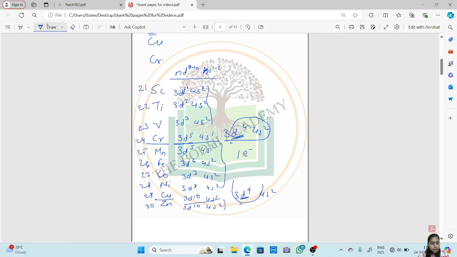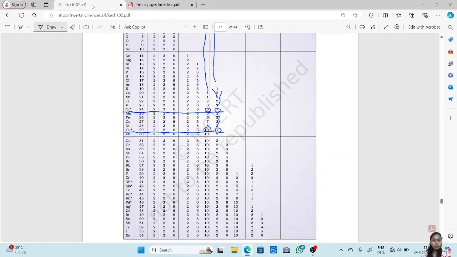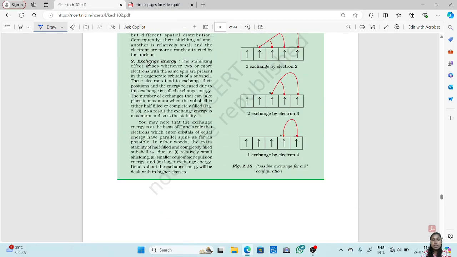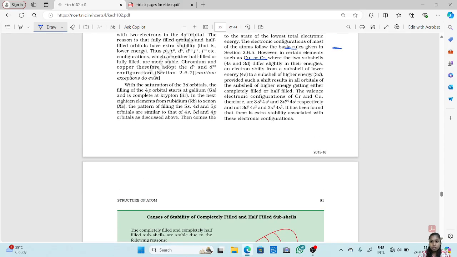So for that reason, what they do is they take one electron from this 4s orbital, and they add that one electron to the 3d orbitals. And by doing this, they make a half-filled d orbital and a completely filled d orbital, which gives them extra stability. So all these atoms require a stable condition, right? So chromium and copper, to make themselves stable, take one electron from the 4s orbitals. Okay. So that's why there is a difference in their electronic configuration.